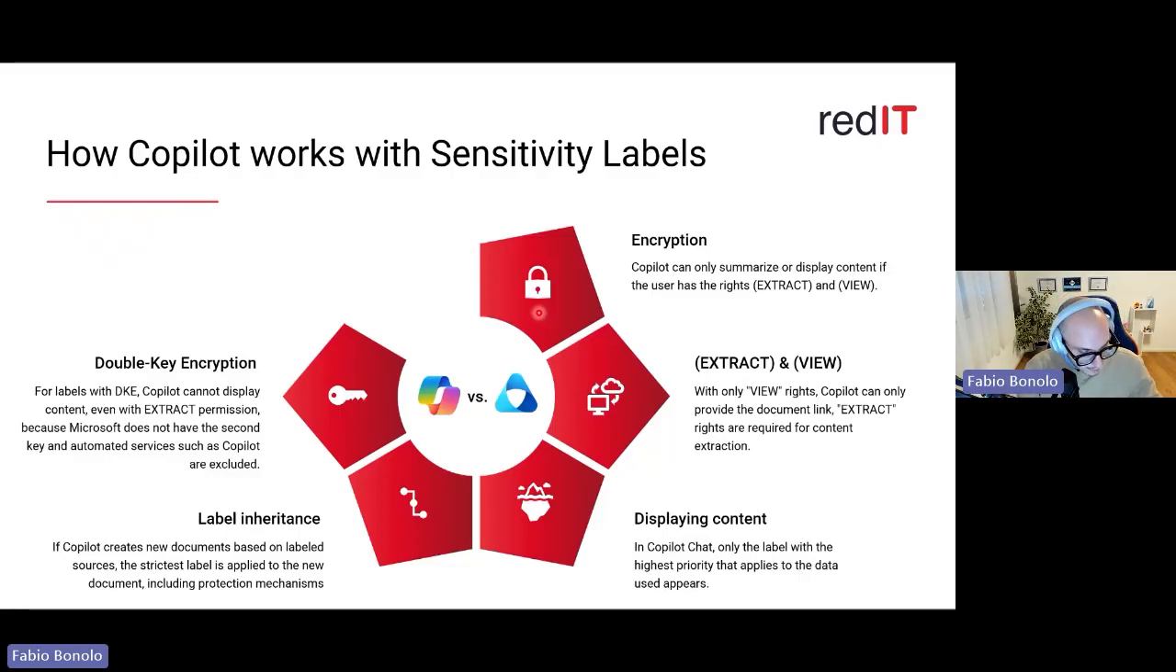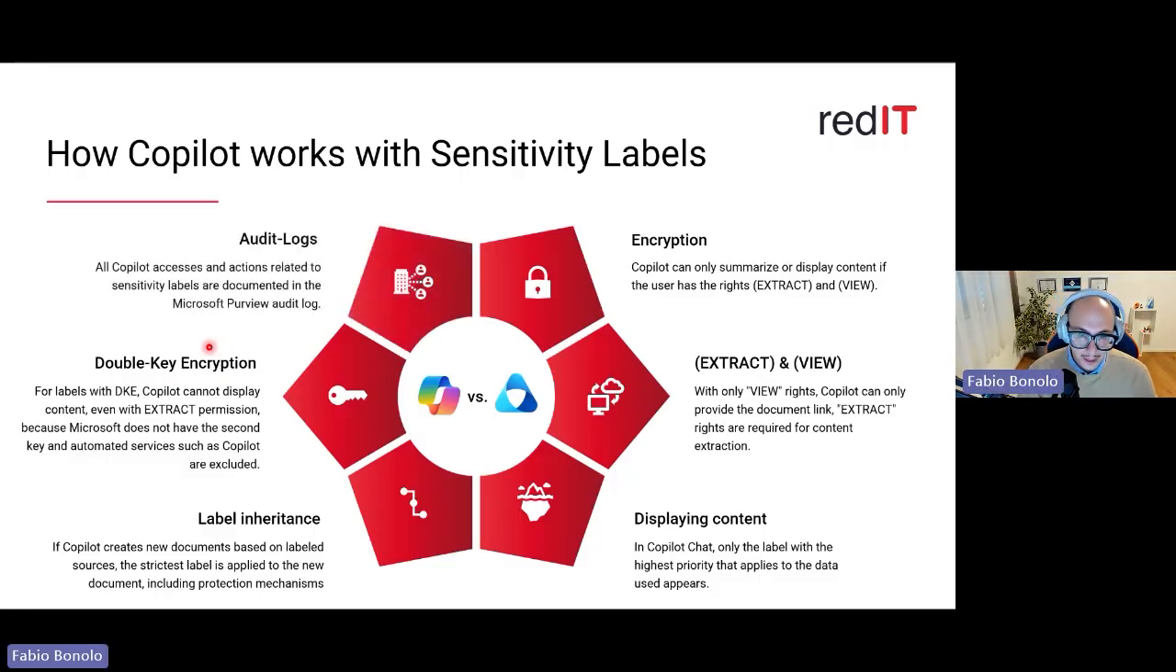Another limitation is when you have double key encryption enabled in your sensitivity label, and you do have the extract right here. Copilot cannot read the information because Microsoft doesn't have the second key, and automated services, as Copilot is, are excluded from extracting information from data that has double key encryption on it. And of course, you have the audit log in Microsoft Purview, where you can see and report which actions Copilot did, if Copilot interactions were there, from which users, in which time frame, which sensitive data was accessed by Copilot. This you can use directly within Microsoft Purview.